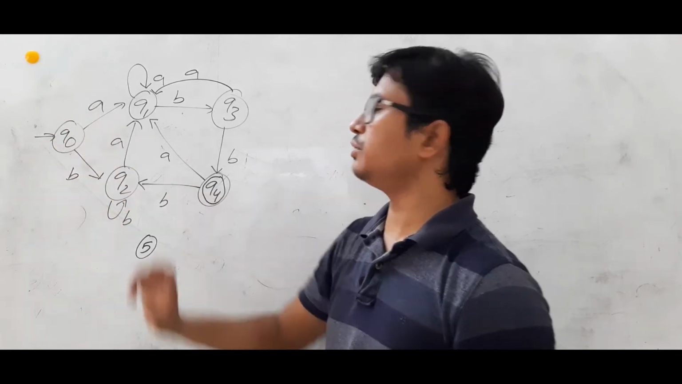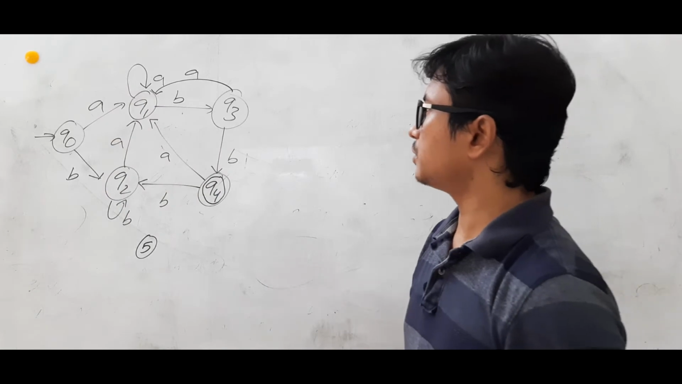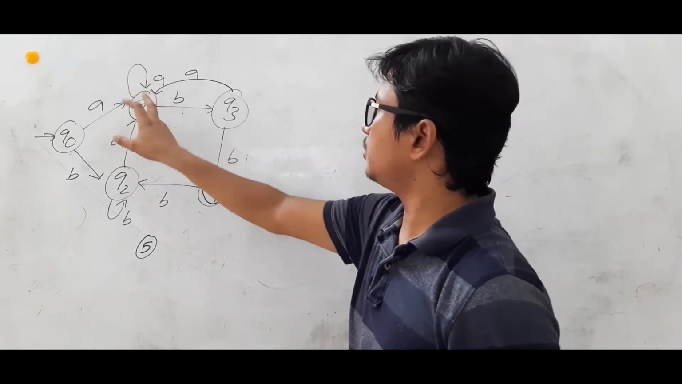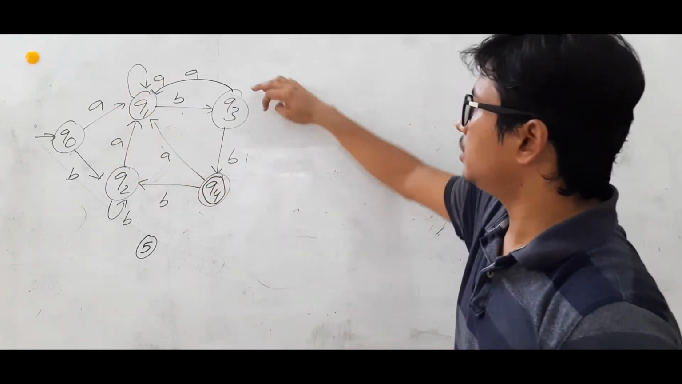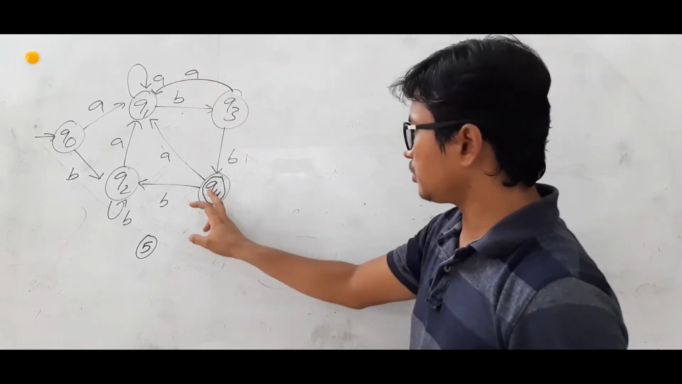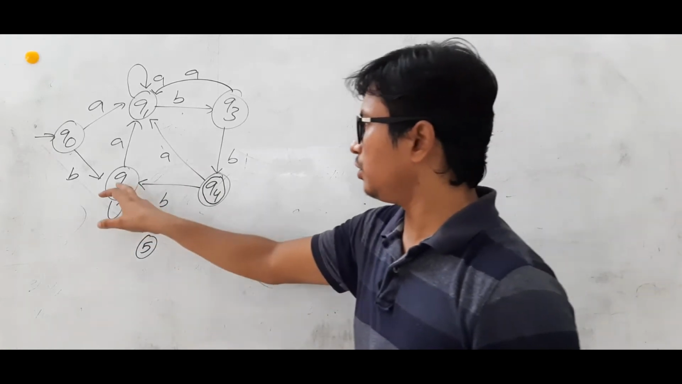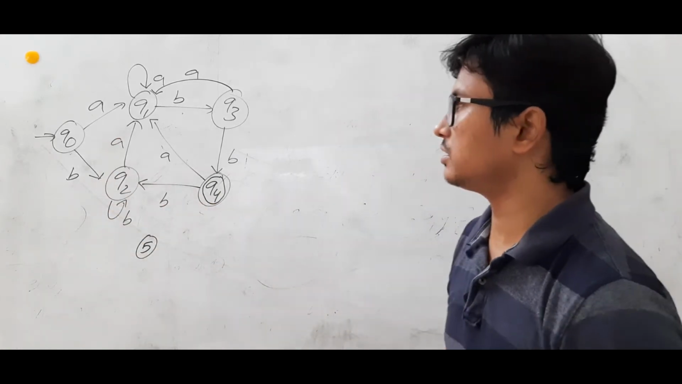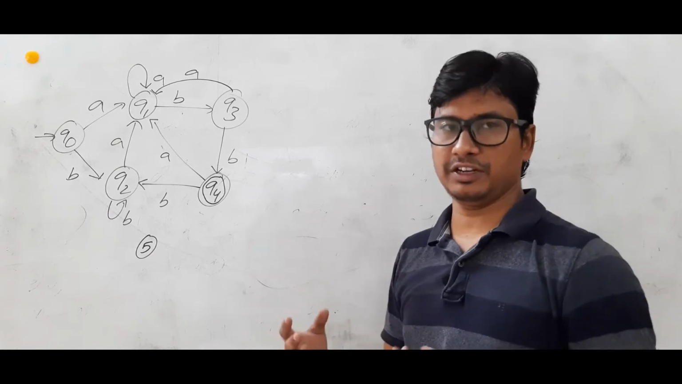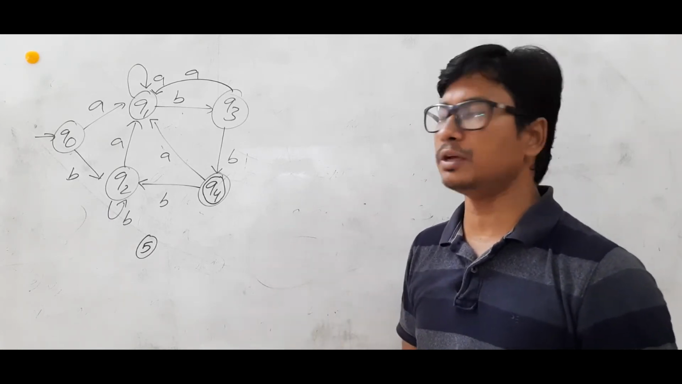Q0 on A and B, you have moves and it is going to Q1 and Q2. Now Q1 on A you have a move, on B you have a move. Q3 on A you have a move, on B you have a move. Come to Q4. Q4 on A you have a move, on B you have a move. Q2 on A and B you have a transition. So this is a DFA. If it is a DFA, then only we will minimize it. If it is not a DFA, we need not do the minimization.